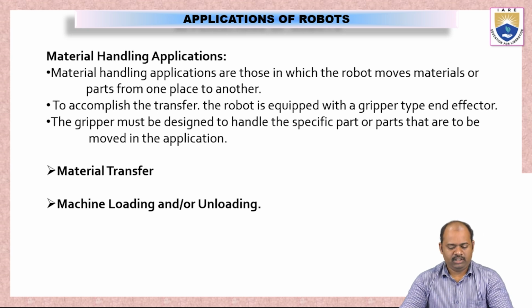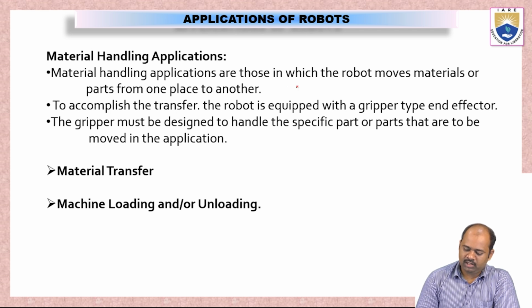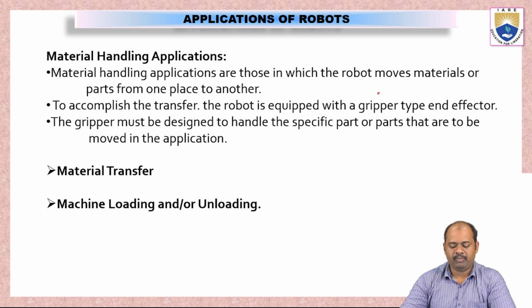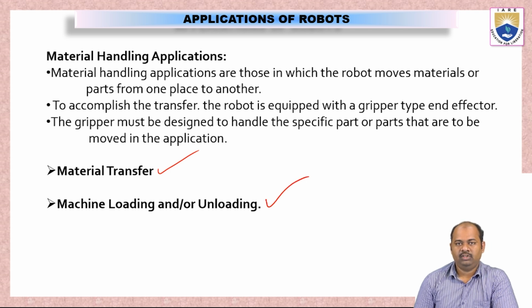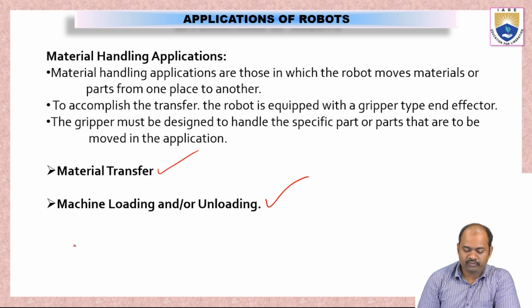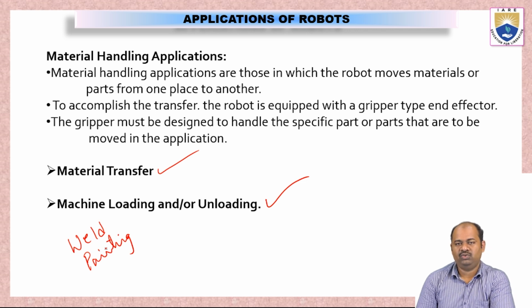And then we'll see what a material handling application is. Material handling applications are those in which robots move materials or parts from one place to another place. As we see, there are two kinds of applications that can be done by any robot. So far we have seen the different processing operations that can be done with the help of a robot, like welding, painting, etc. These are the applications where we can use robots for different processes.